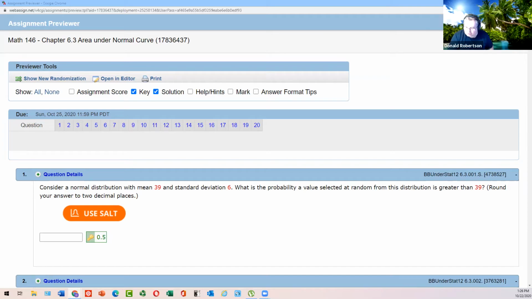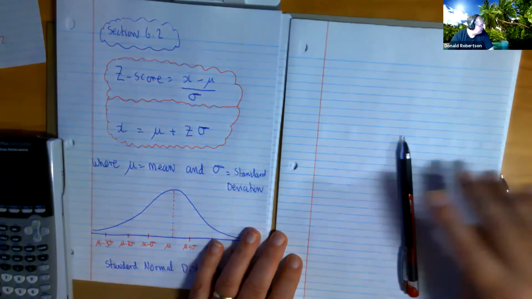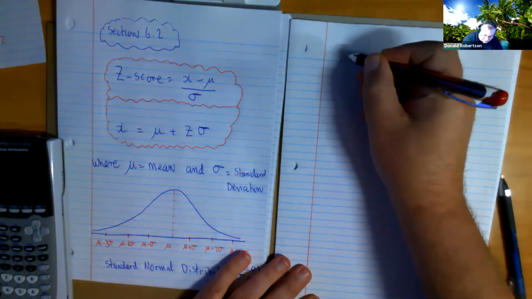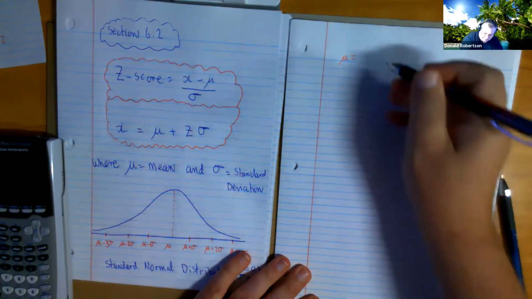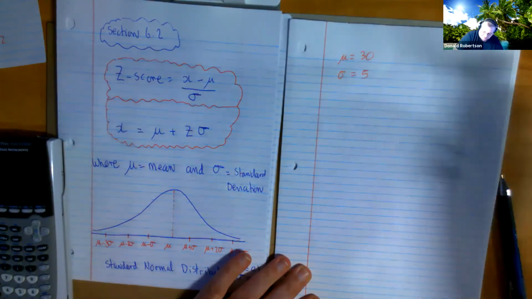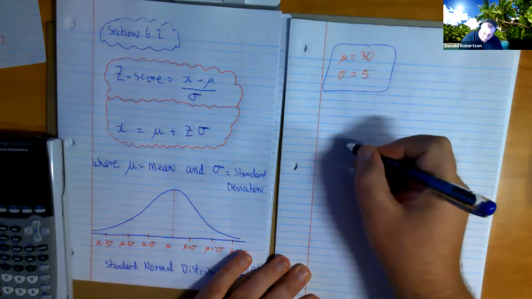And there's a lot of overlap in 6.3, which is kind of nice. In question 6.3, we are going to look at distributions where the mean and the standard deviation are not 0 and 1, right? Just any old normal distribution.